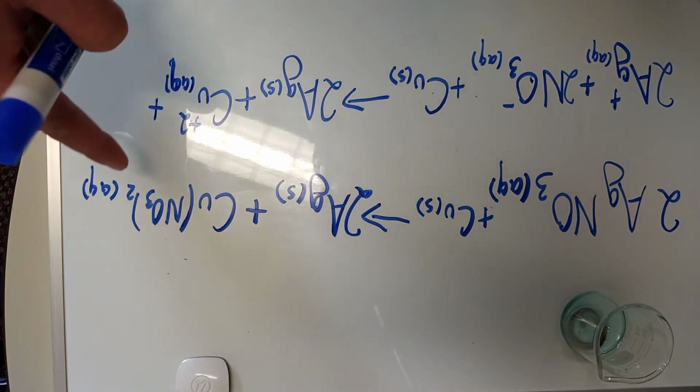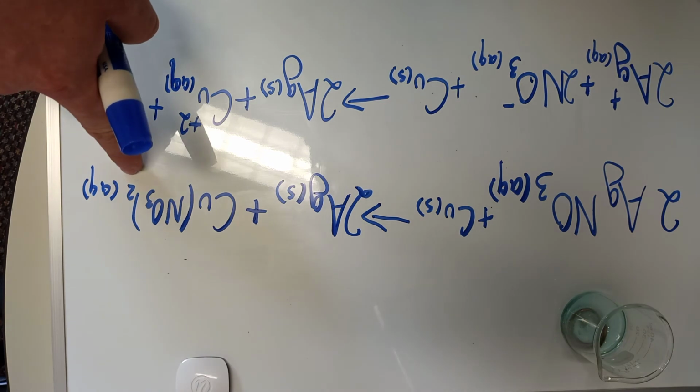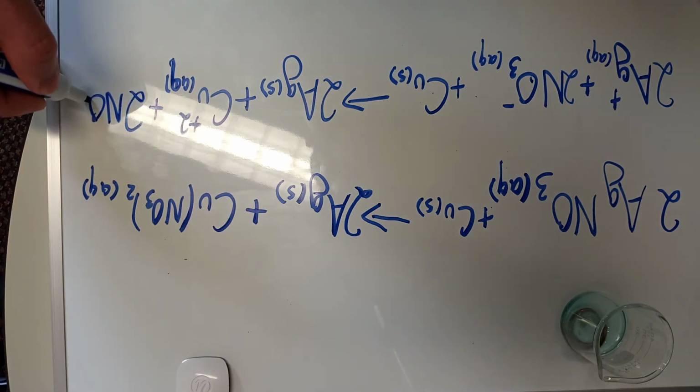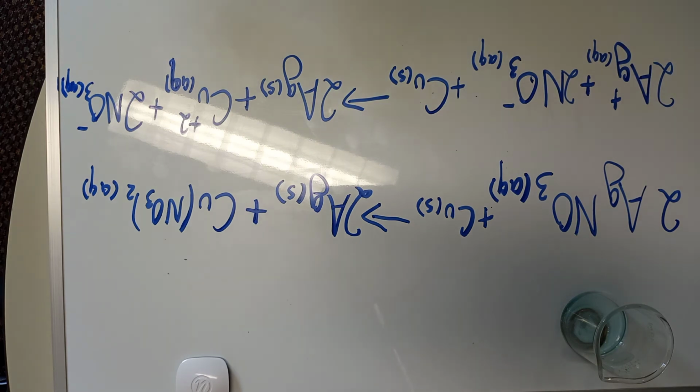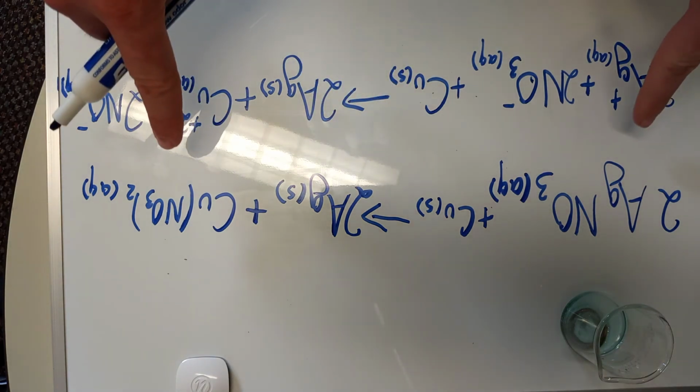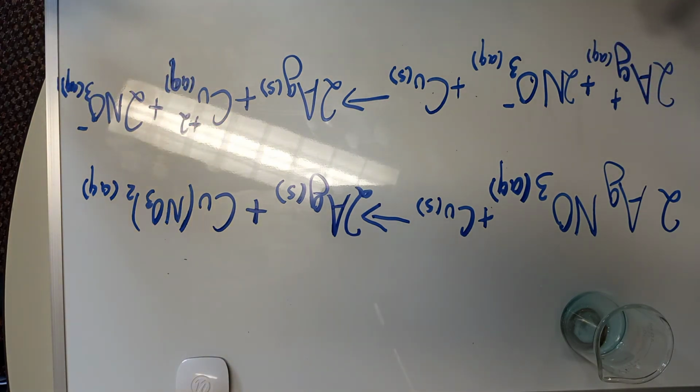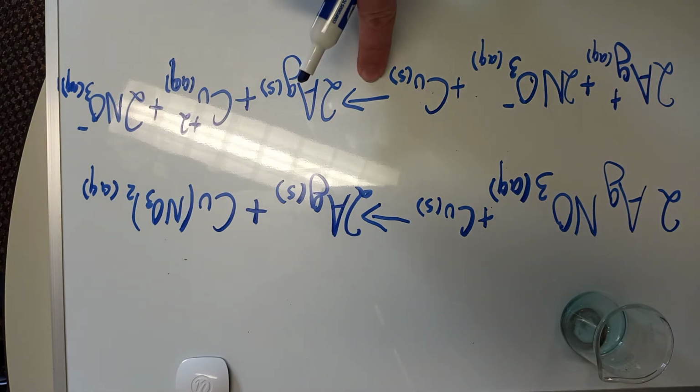And then the NO3 is also separate, but notice there are 2 of them, so we grab 2 NO3s. They're aqueous. So notice all we did here is we just took our 2 aqueous things and we split them up into charged ions. That's all we did. So nothing complicated there. The last step here is to recognize that this arrow here is essentially an equal sign.